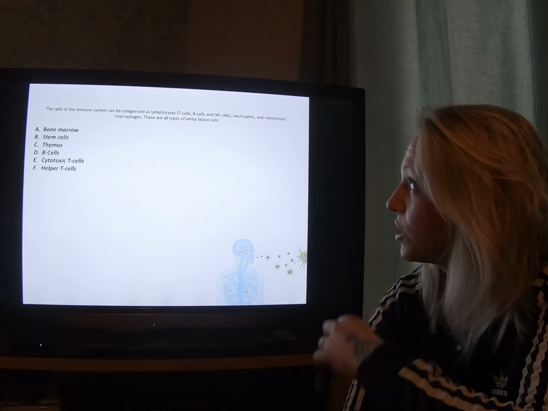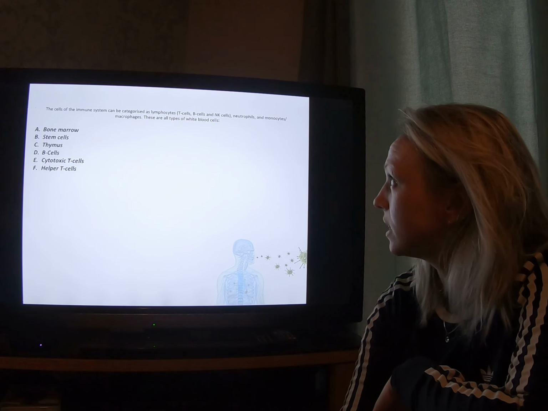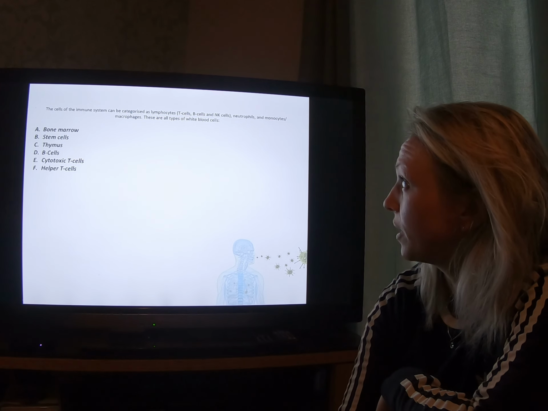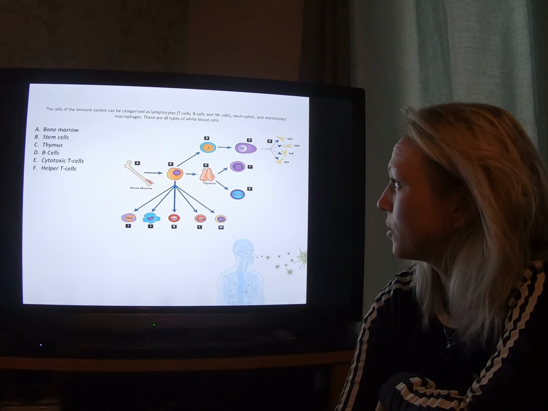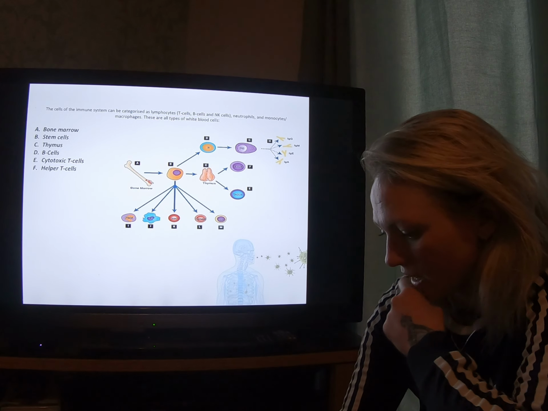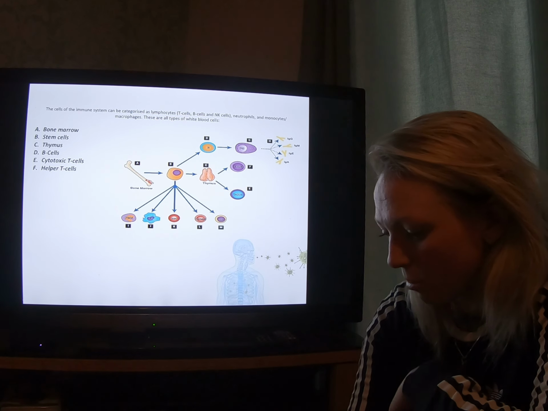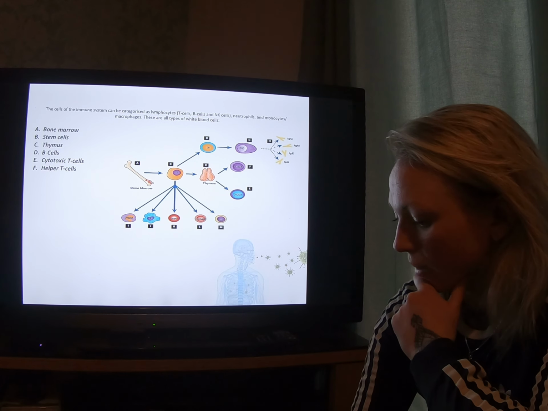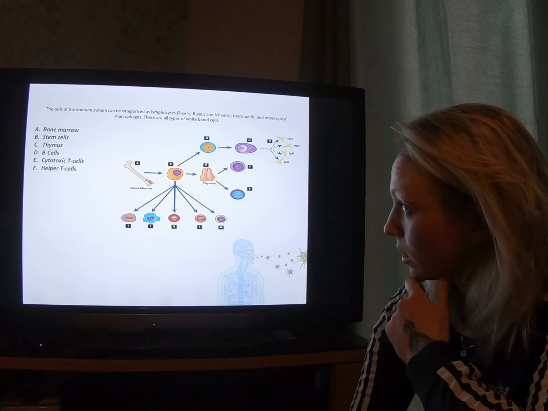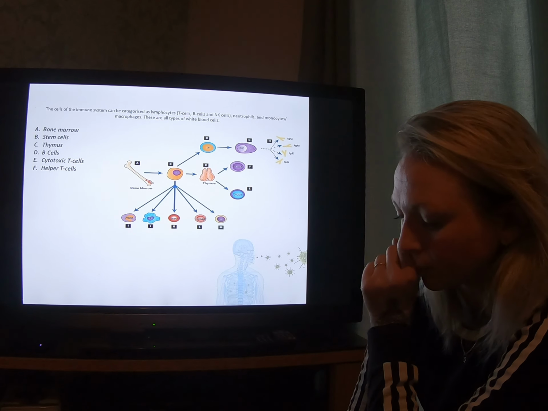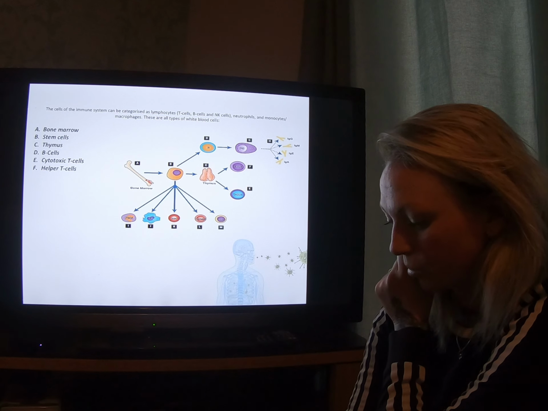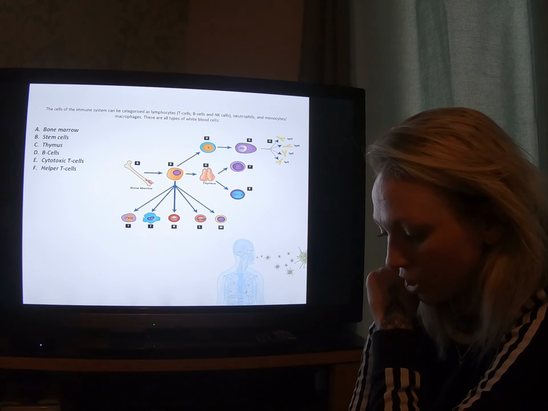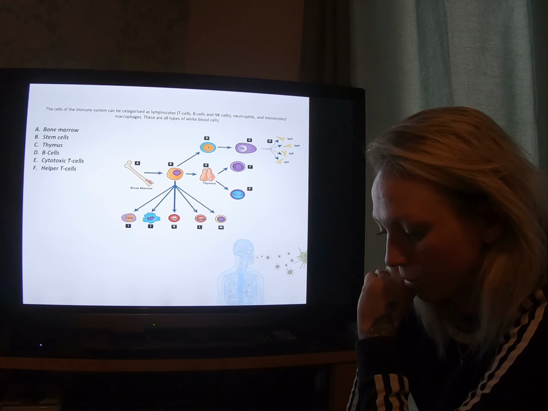So the cells of the immune system, they're categorised as lymphocytes, T cells, B cells and NK cells, neutrophils, monocytes, macrophages, and they're all types of white blood cells. You can see here. Bone marrow, most of the cells of the immune system are produced here as immature stem cells. And then you've got stem cells, which have the potential to differentiate and mature into different cells in the immune system. Thymus, as we said, located in the chest, which instructs immature lymphocytes to become mature.